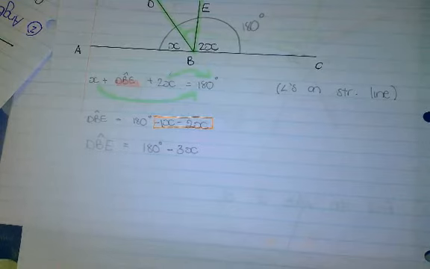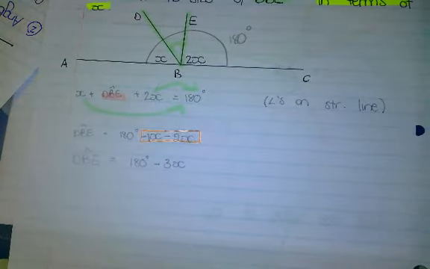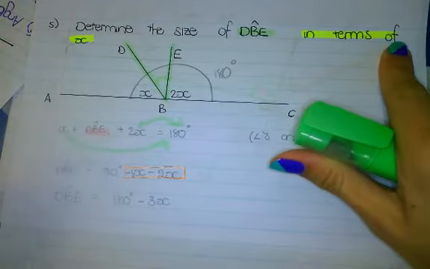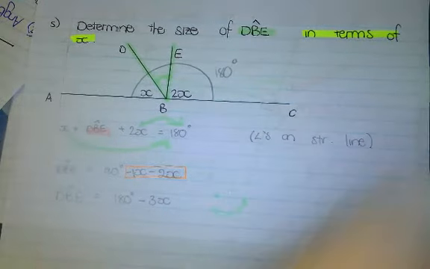That is the answer. I know it looks a little bit unneat, it looks a little bit gross, because it's still basically a sum, an expression, but we have done what they've asked. They've asked us for the size of DBE in terms of x. We have done that. Okay, so we are done. We are happy. We are finished.